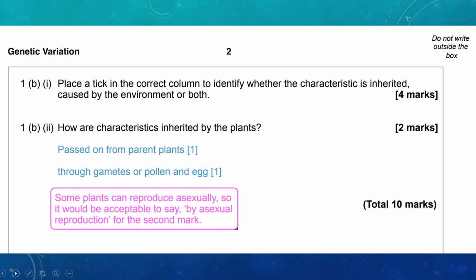And the last part to this question, how are characteristics inherited by the plant? So this is key, that they're passed on from the parent plants through gametes, or again, you can say pollen or egg. Remember, this is plants, so please don't say sperm and egg. Some plants can reproduce asexually, so it would be acceptable to say by asexual reproduction for the second mark here. So it's a total of 10 marks. Write down how many you scored.